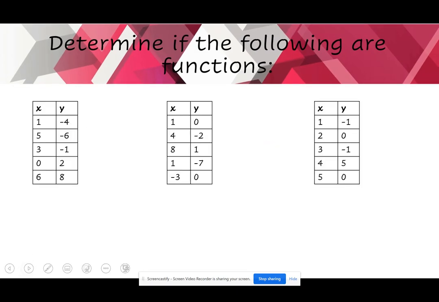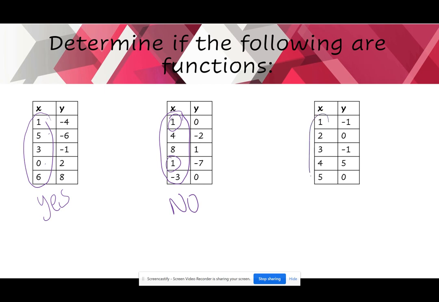Next, we have tables. This almost makes it easier because you are just looking down your x column to see if anything repeats. We have 1, 5, 3, 0, 6. Nothing repeats. This is a function. 1, 4, 8, 1, -3. Your ones repeat, so this is not a function. 1, 2, 3, 4, 5, nothing repeats, so this is a function.